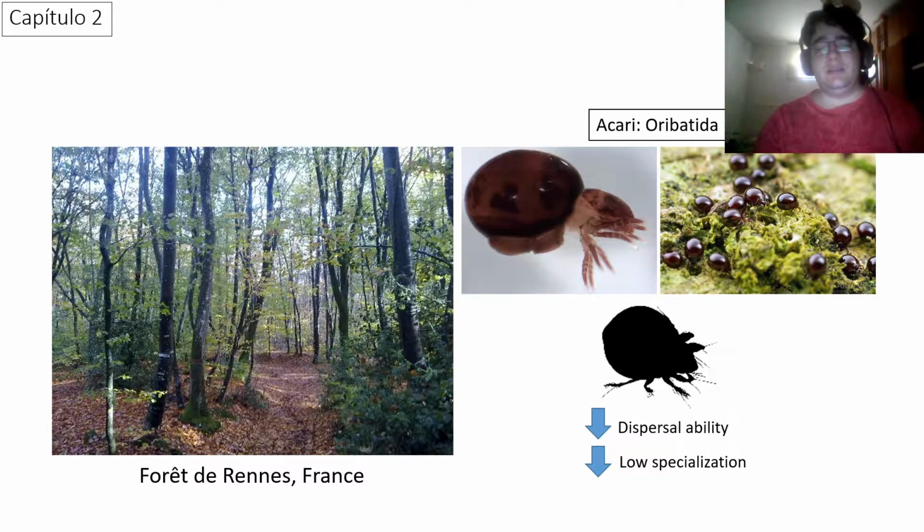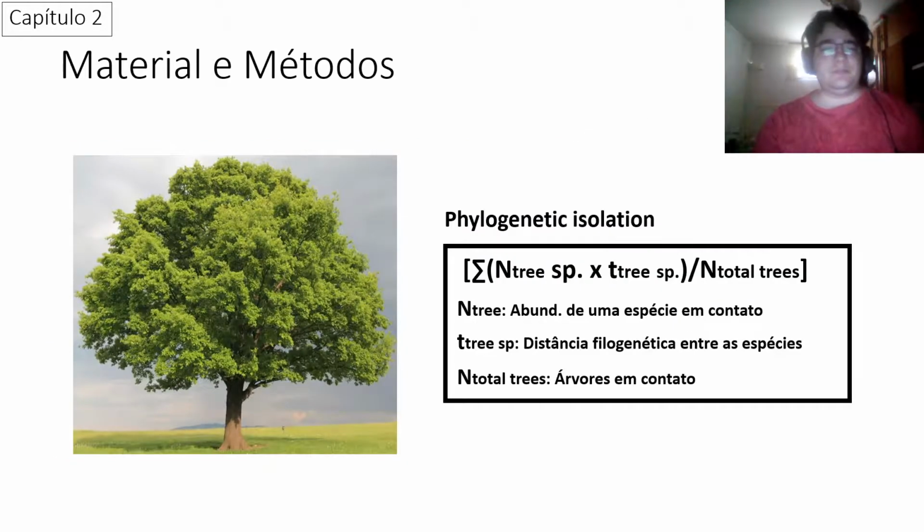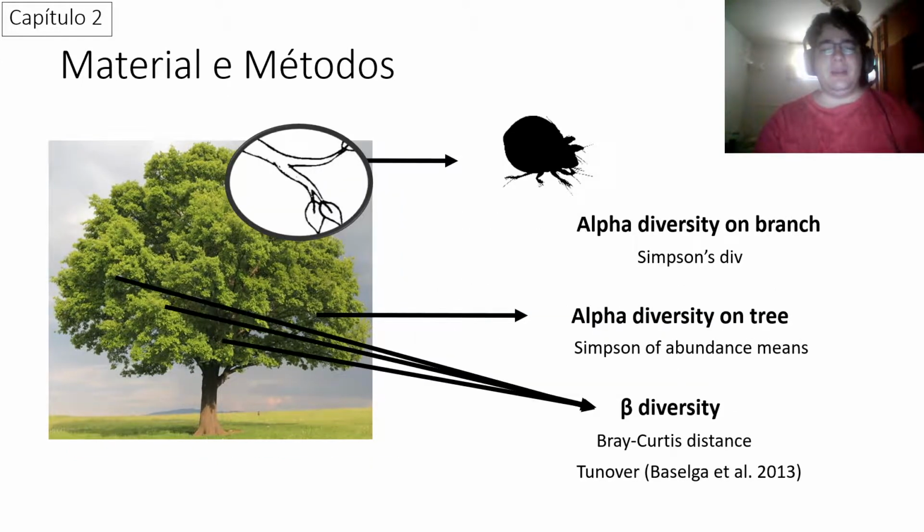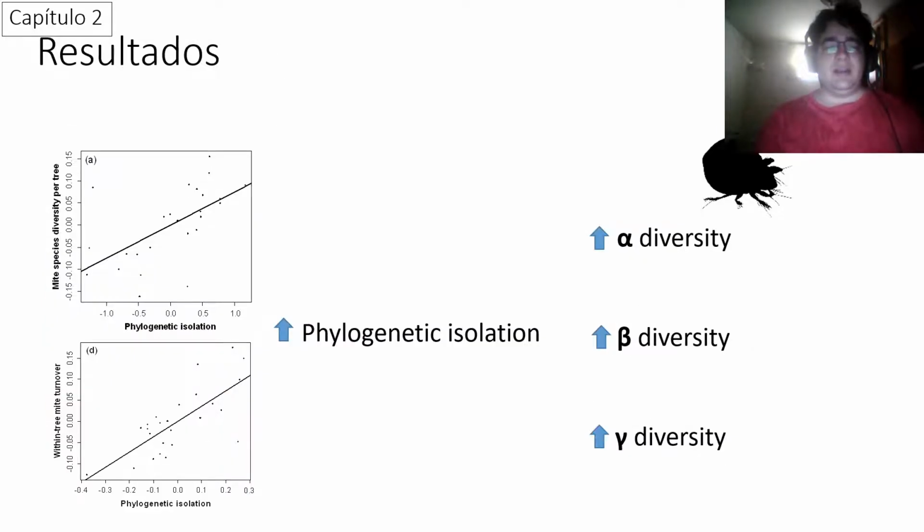We know that these mites present low dispersal ability and low specialization, and we use this index of phylogenetic isolation. I don't want to talk about it right now, but that was the index we used, and we calculated the alpha diversity on branch of mites, the alpha diversity on each tree, and the beta diversity. So studying the phylogenetic isolation, we saw that higher phylogenetic isolation led to higher alpha, beta, and gamma diversity values.